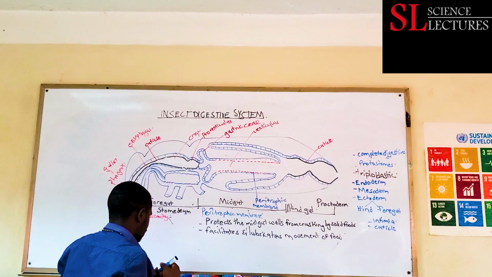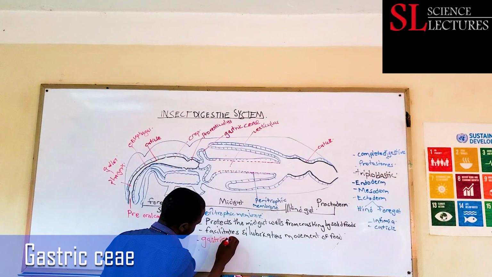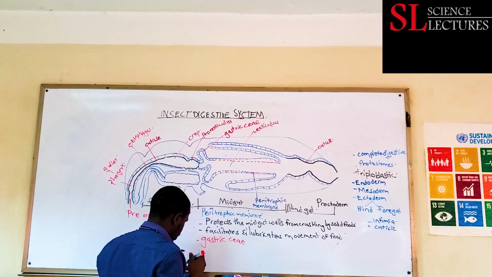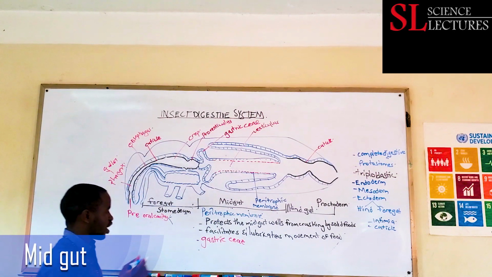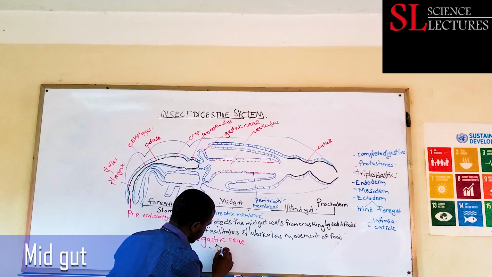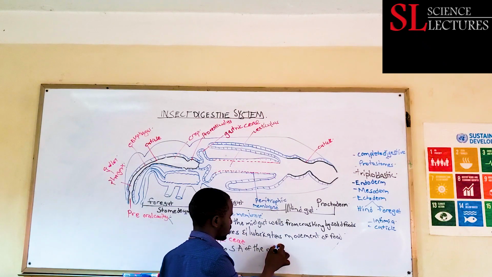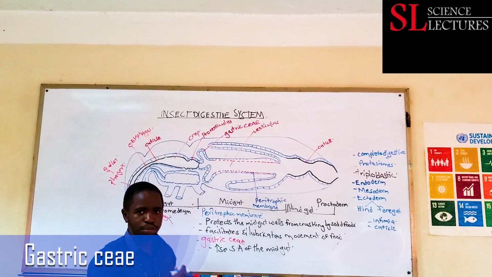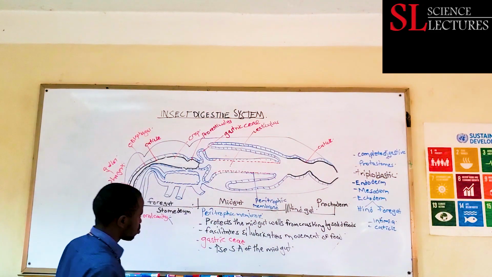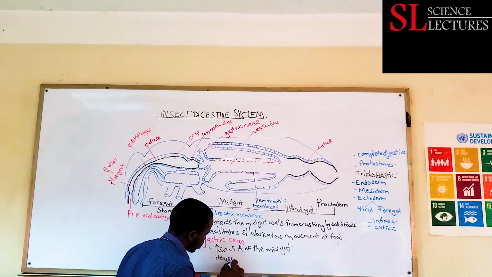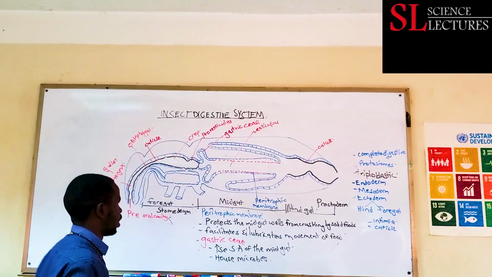Then the mid-gut is also made up of what we call the gastric caeca. So these gastric caeca, as you can see, are projections from the mid-gut. What is their role? They increase the surface area of the mid-gut. That is number one role. Remember that the mid-gut manufactures a lot of enzymes responsible for the process of digestion. Then number two, they house microbes. And we shall venture into this a little bit later.